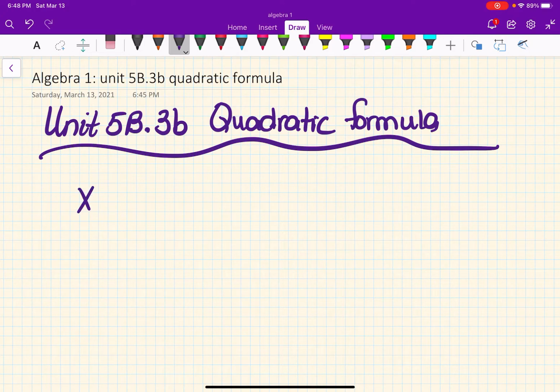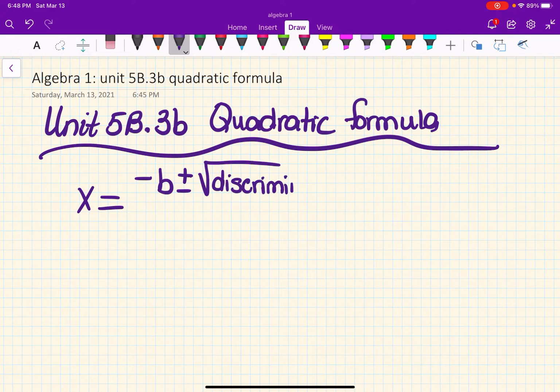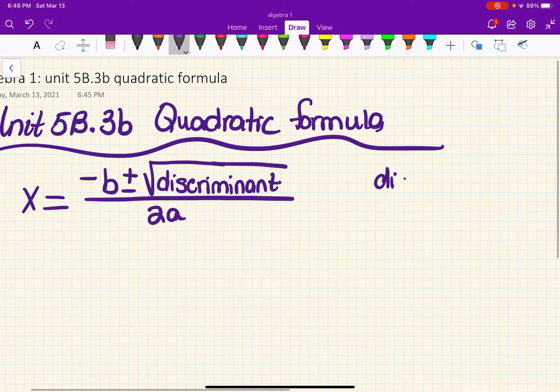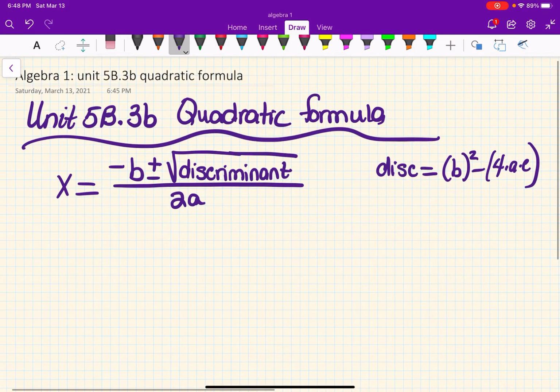So x equals negative b plus or minus the square root of the discriminant, which is what we did yesterday. And I'm going to put that too. Discriminant. I always have to sound that out. All over 2a. And let's remind ourselves the discriminant equals b squared minus 4ac. But we're always going to find the discriminant first and then put it into our formula.